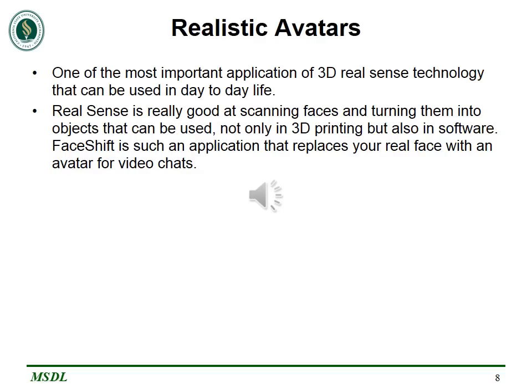Let's talk about the first application of 3D RealSense, that is realistic avatars. RealSense is really good at scanning faces and turning them into objects that can be used not only in 3D printing but also in software. Face Shift is such an application that replaces your real face with an avatar for video chats. Apart from that, the only disadvantage it has is that it would not be able to stick out the tongue when the user does, because it can't detect the inside of one's mouth.